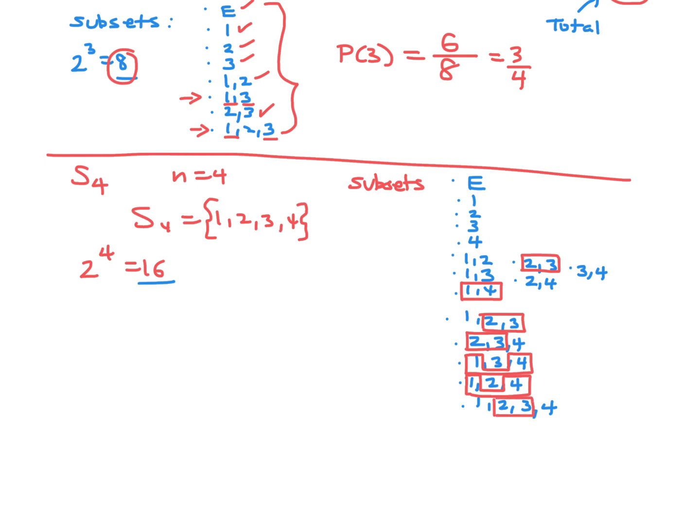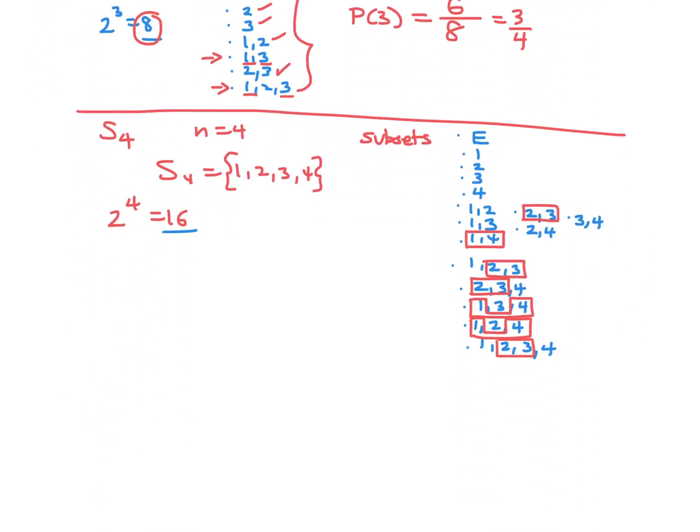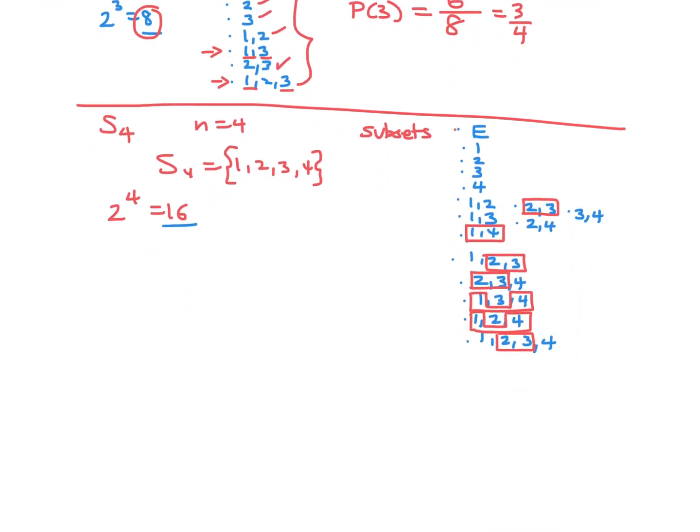Okay, so how many do not? Because the key is do not. So do not would be 1, 2, 3, 4, 5, 6, 7, 8, 9. So the probability for P4 would be 9 over the total, which is 16.